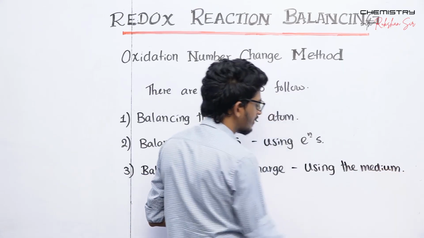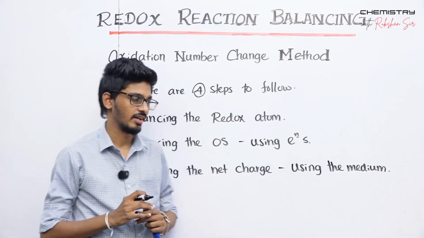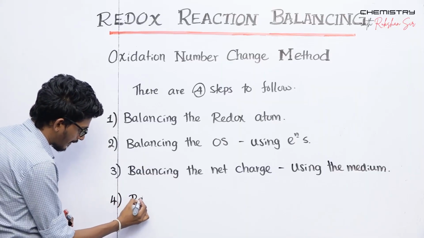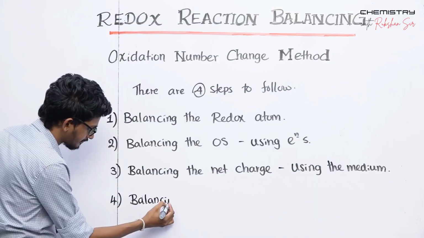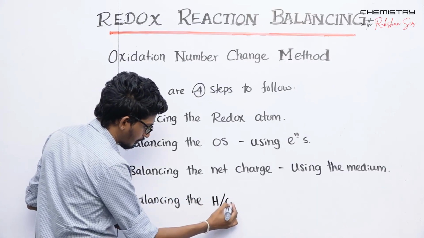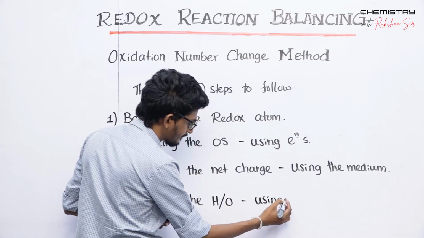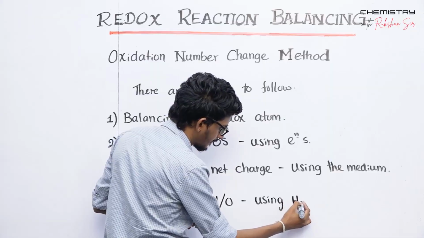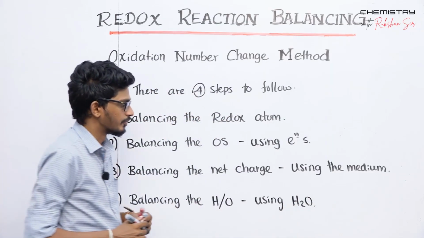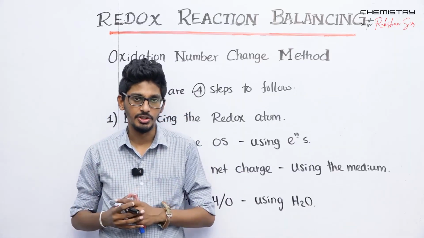If it is an acidic medium, you have to use the H pluses. If it is a basic medium, you have to use the OH minuses. The fourth step to follow is balancing the hydrogens and oxygens. For that, we use H2O molecules. These are the 4 steps to follow when you are supposed to balance a redox reaction with the direct method or the oxidation number change method.